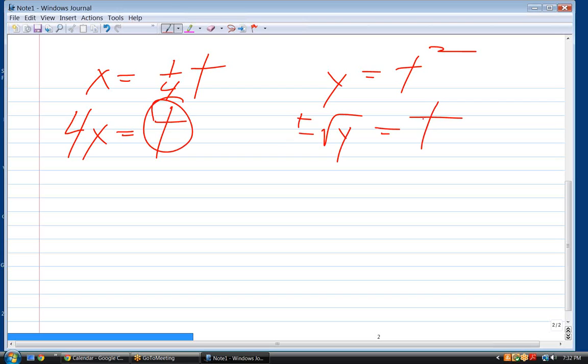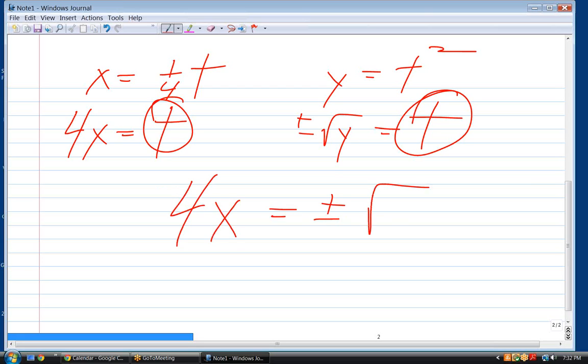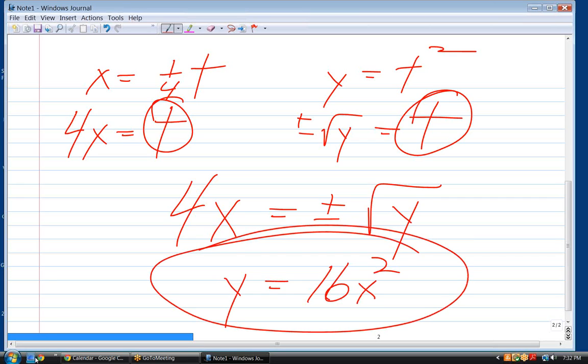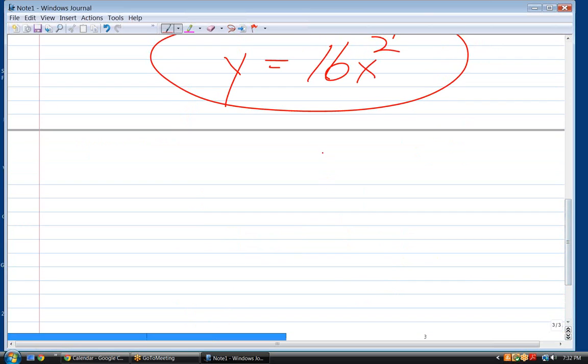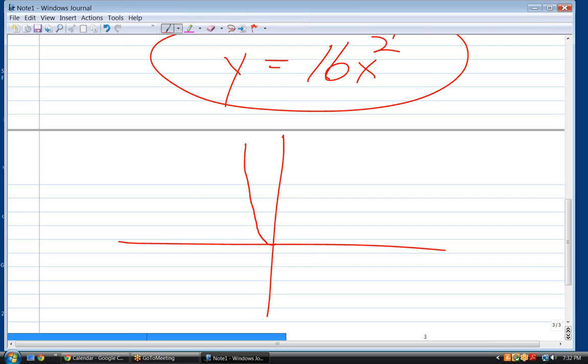So if t is equal to that and t is equal to that, then I can set 4x equal to that. Now if I square both sides, I get y equals 16x squared. That we know how to graph. That's a simple parabola at the origin, very steep, like that.